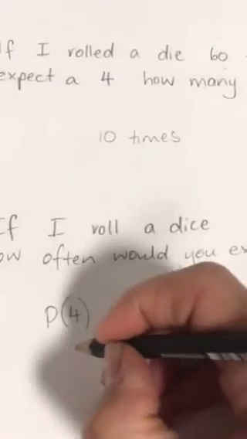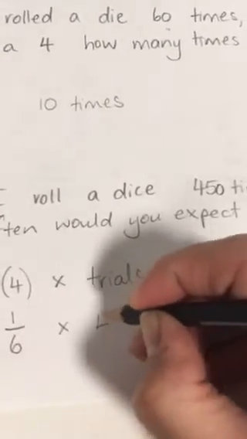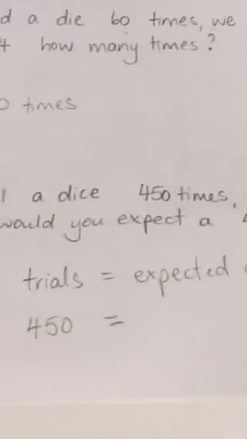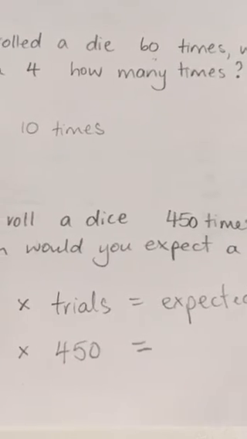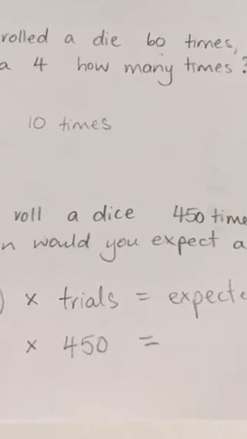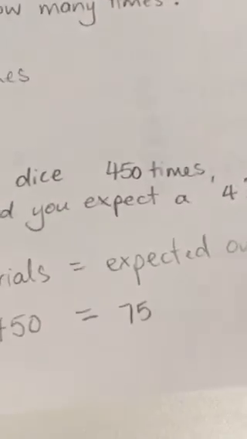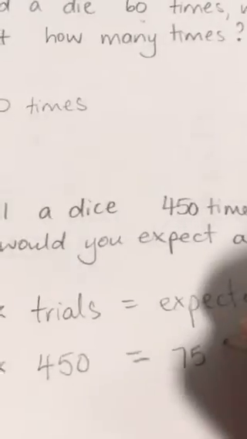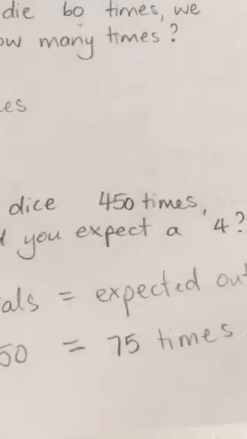So in this case, the probability of 4 is 1/6. We're going to multiply it by 450 trials, and I'm going to then use a calculator to find out exactly what that is. And I get 75. So I would expect a 4 to roll 75 times out of 450 times.